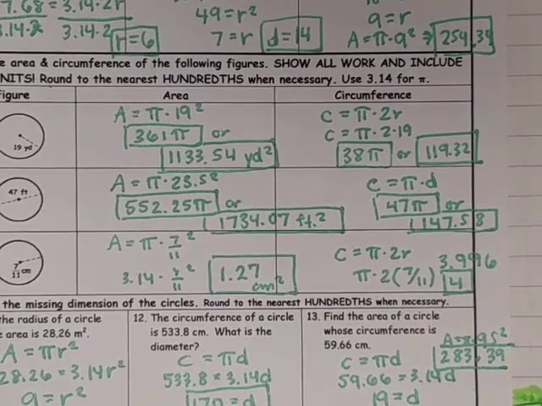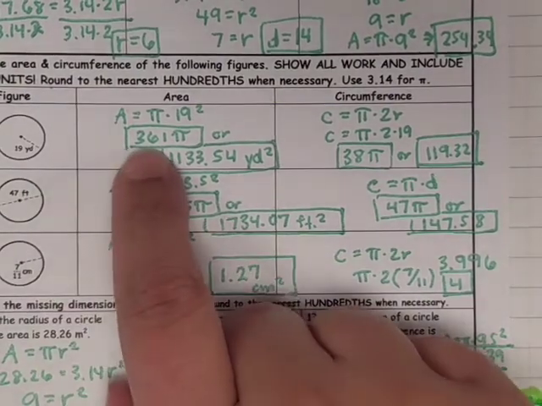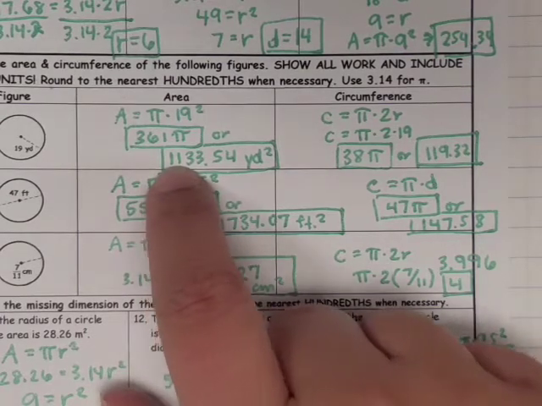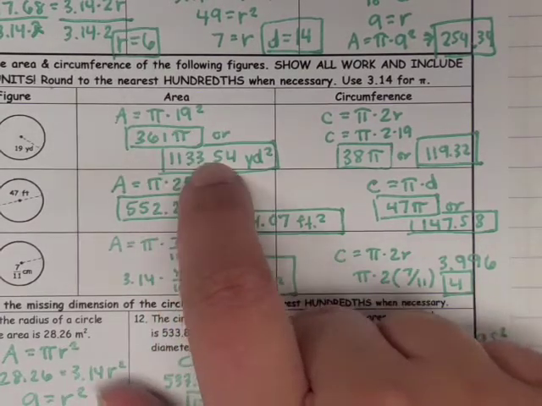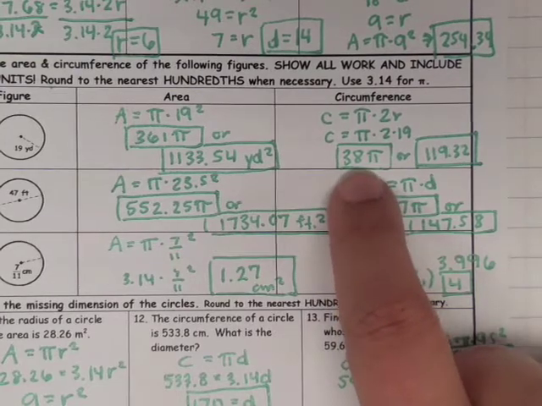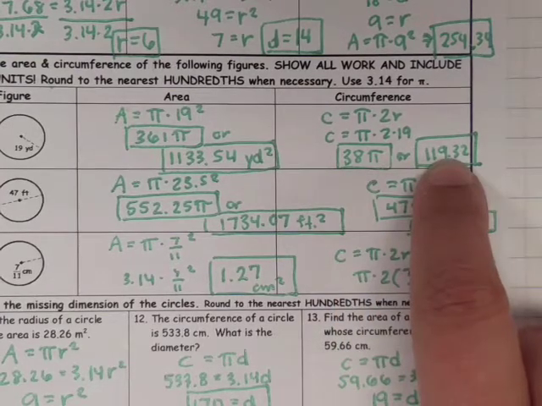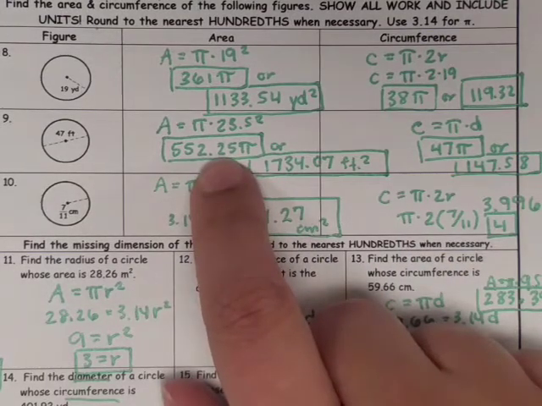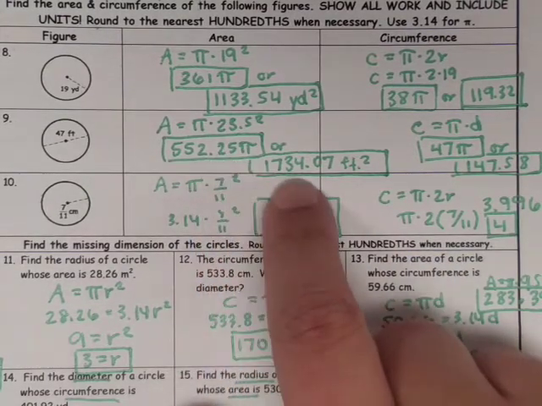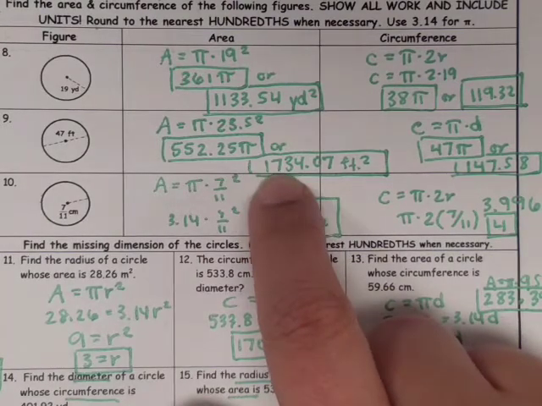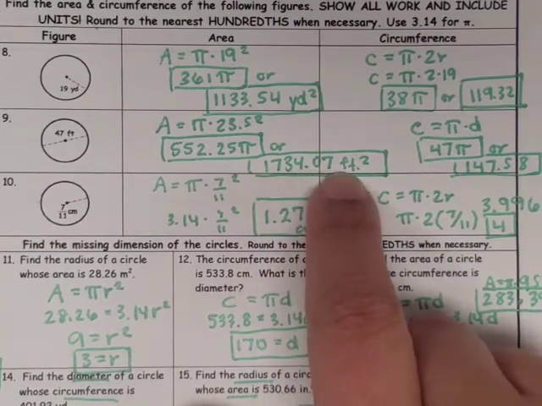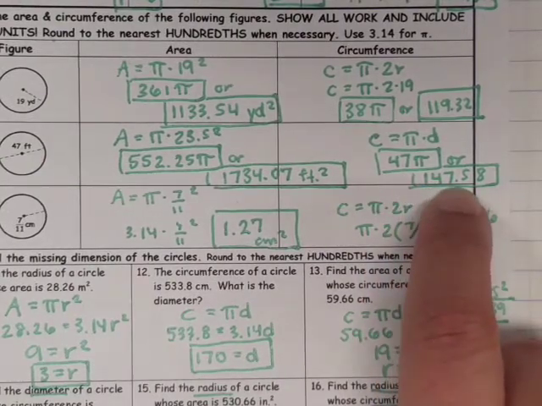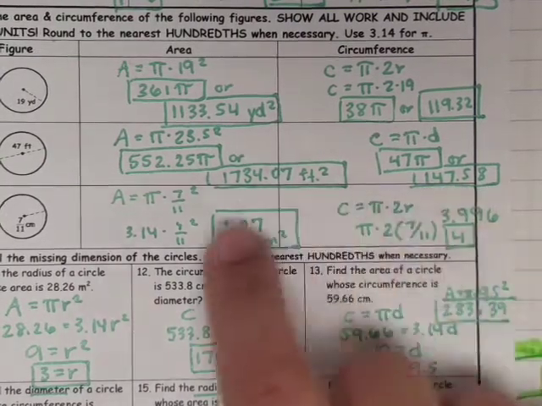All right. Then on the right side, you guys completed the rest of these. So again, I wrote both answers. So for number 8, I got 361 pi, or 1,133.54 yards squared. So both answers here. For circumference, 38 pi, or 119.32. Number 9, 552.25 pi, or 1,734.07 feet squared. The circumference was 47 pi, or 147.58 feet.